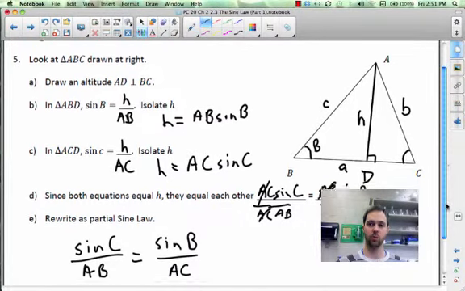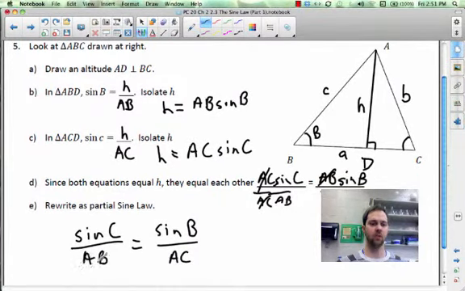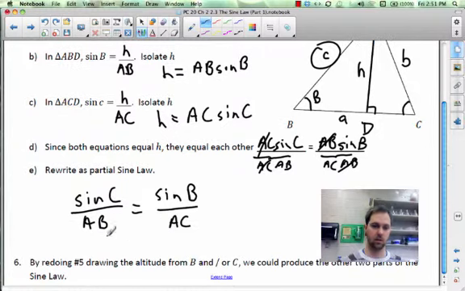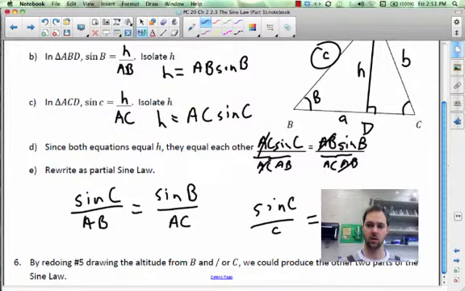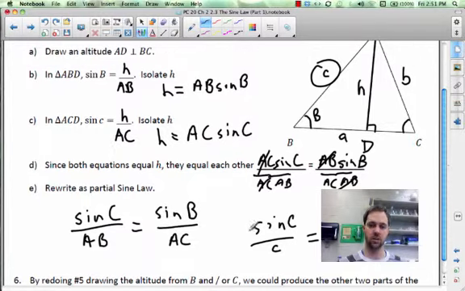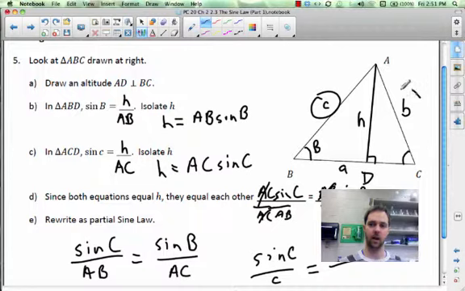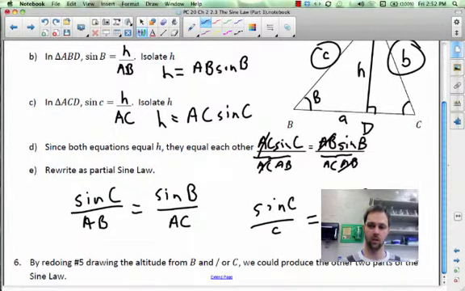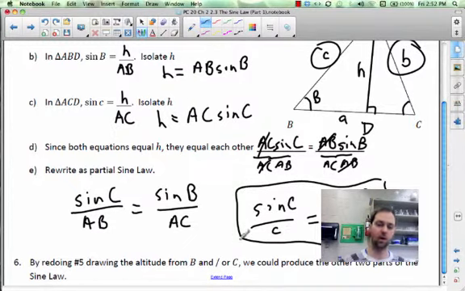So let's take a look at what we've got now. Sine C over AB. Well, AB we just labeled as c. So that then looks like sine C over little c equals sine B, and we just labeled AC, this length over here, as side b. So sine B over b. There is your partial sine law.